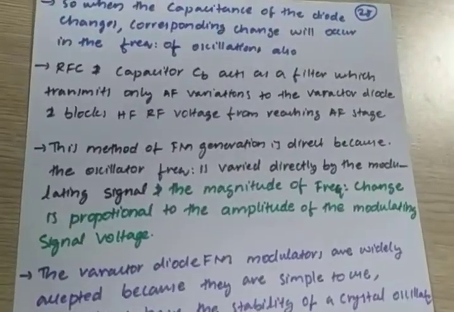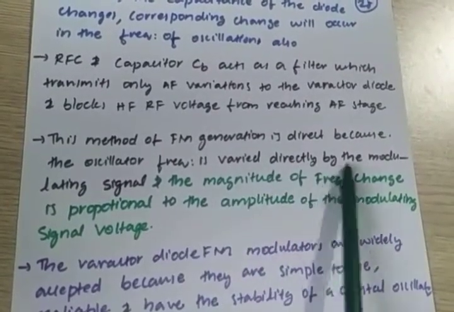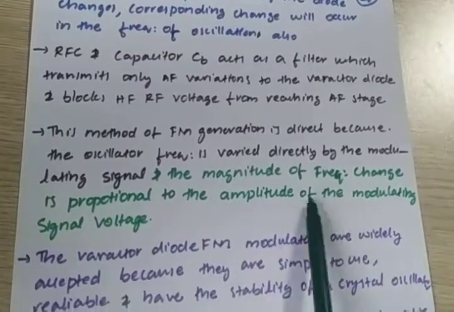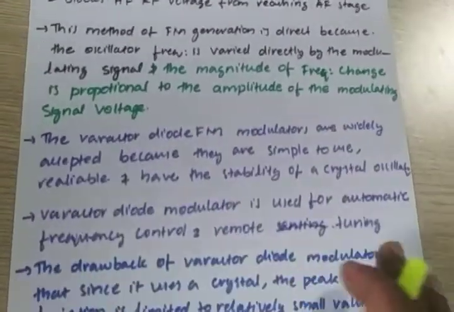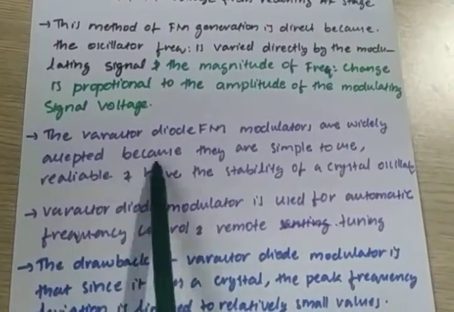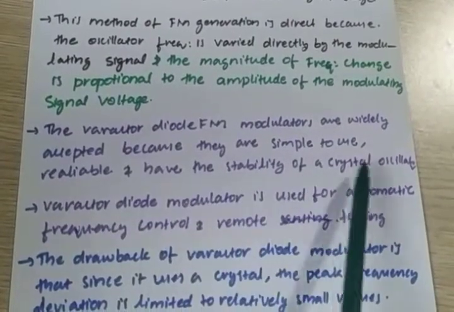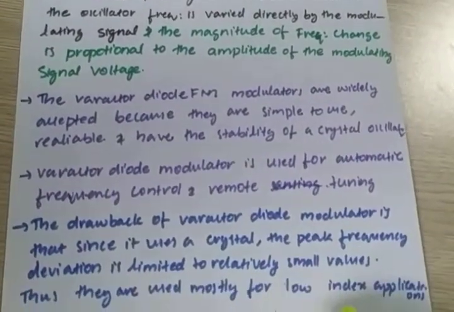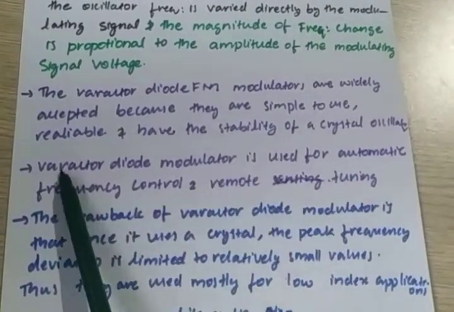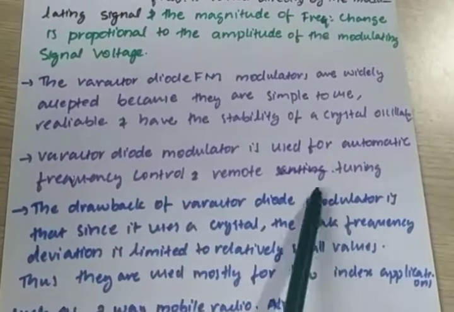In this method, the FM generation is direct because the oscillator frequency is varied directly by the modulating signal, and the magnitude of the frequency change is proportional to the amplitude of the modulating message signal. Varactor diode FM modulators are widely acceptable because they are simple to use, reliable, and have the stability of a crystal oscillator. Stability means we are using a crystal oscillator, so it is more stable. The varactor diode modulator is used for automatic frequency control and remote tuning.